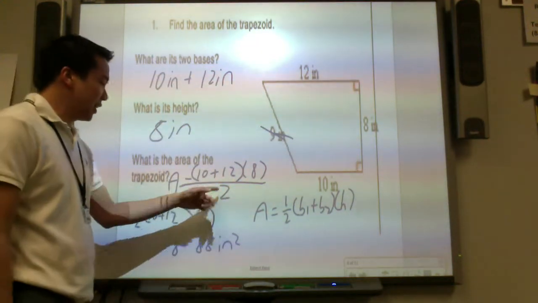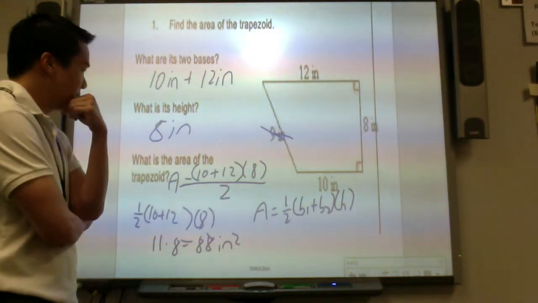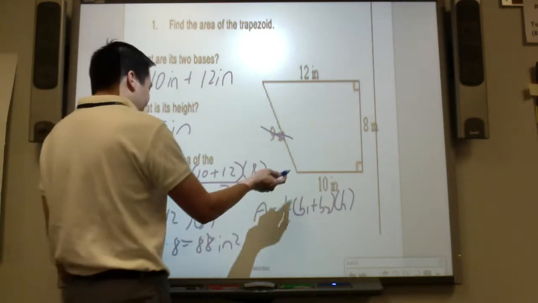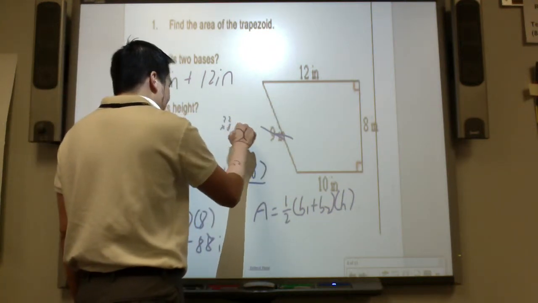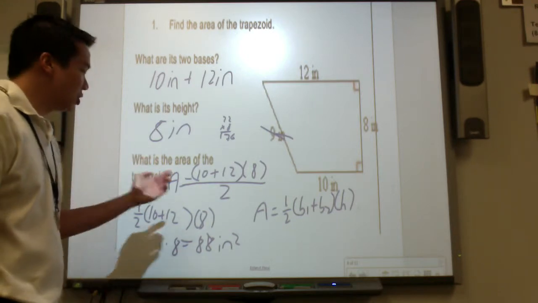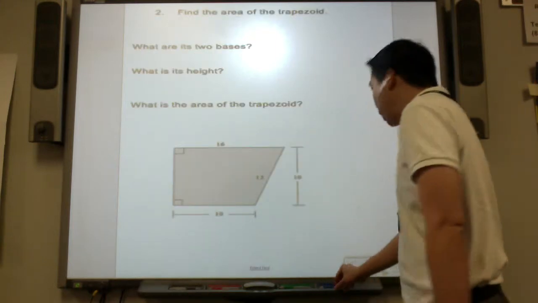What happens if you don't like it this way? You do it the other way. 10 plus 12 is 22. 22 times 8 is... That's why I like the other one. It's mental math. 22 times 8 is 176. Divide that into two parts, then you get 88 square inches. Next one.